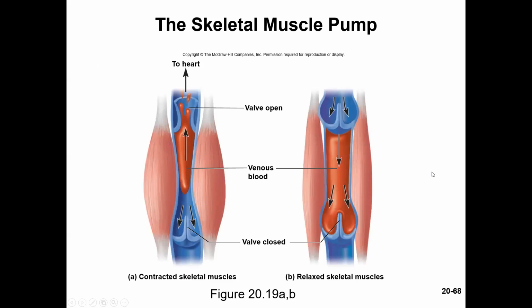So here's an example of a contracted skeletal muscle, then the same muscle that's relaxed. The valves stay closed, and then as the skeletal muscle contracts, it gets squeezed, so that pressure towards the heart is going to open that upper valve and let the blood flow.